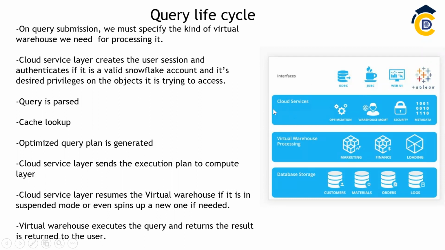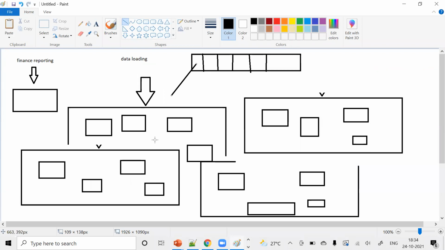That plan is generated by the cloud services layer and it is sent to the compute layer, which is nothing but your virtual warehouse. Then, depending on that, the cloud services layer resumes the virtual warehouse if it is in suspended mode, or spins up a new one if needed. For example, when your query is running and when it is finished, your virtual warehouse is automatically switched off by Snowflake, because the time it is on, you will be charged for it. So Snowflake switches it off automatically. That is called suspended mode, basically. If it is in suspended mode, the cloud layer will automatically spin it up.